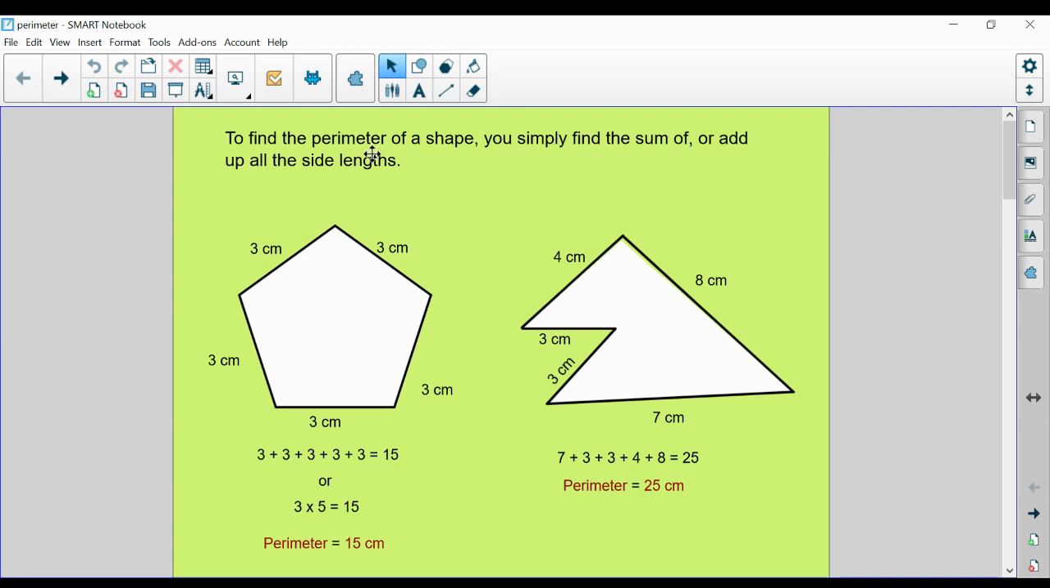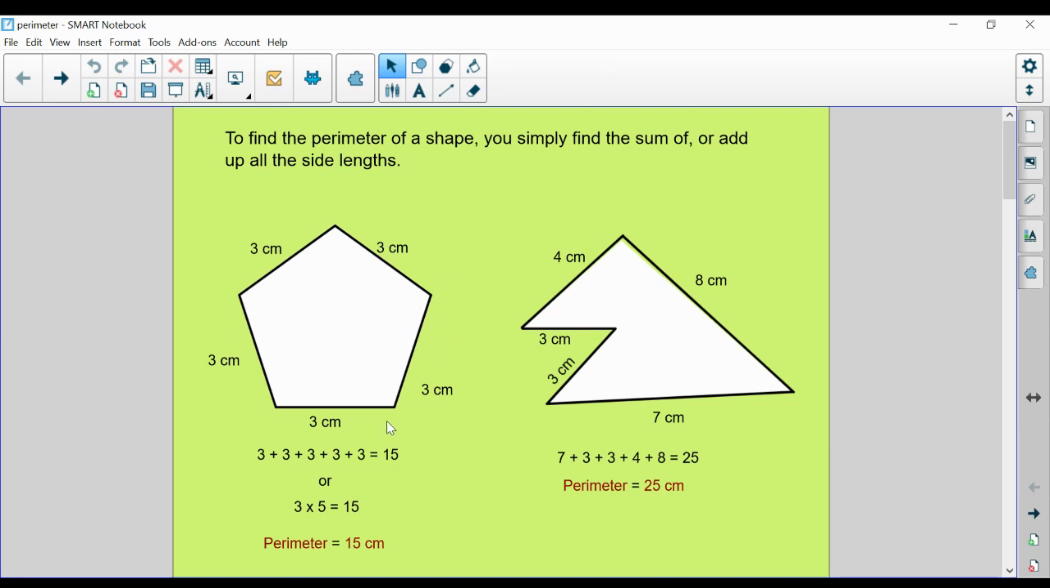To find the perimeter of a shape, you simply find the sum of, or add up, all the side lengths around the outside. This is an example of a pentagon, penta meaning 5. It's a regular pentagon, which means all the sides are the same length. In this case, they're all 3 centimeters.